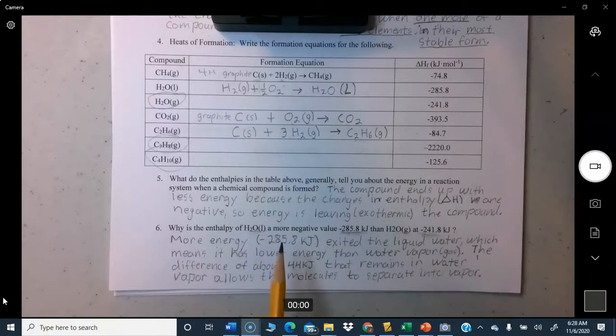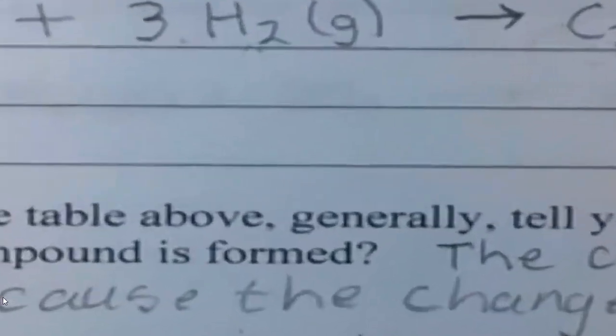or enthalpy of vaporization. That difference of those roughly 44 kilojoules between these two numbers is the enthalpy of vaporization. It's how much energy it takes to turn liquid water into water vapor. That's the enthalpy of vaporization for that. Okay?